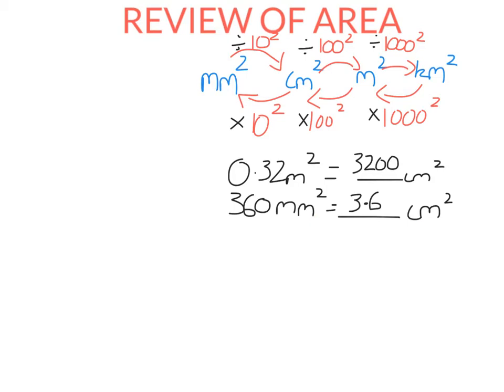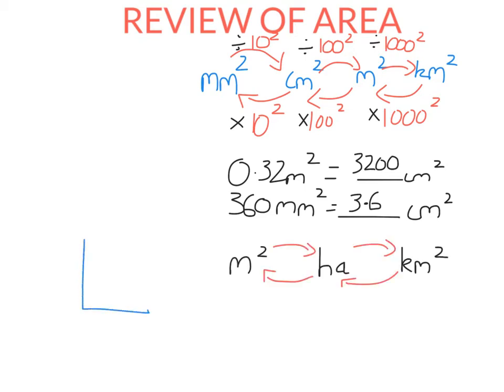So sometimes you'll also be asked to convert with hectares. So a hectare is actually 100 meters by 100 meters. Now a hectare, you'll notice, doesn't have the little square on it because it's already a square unit. So that's what 1 hectare is. So there are 10,000 square meters in a hectare.